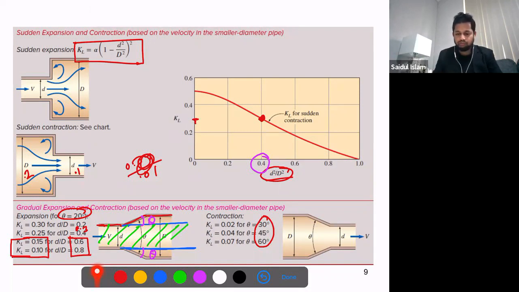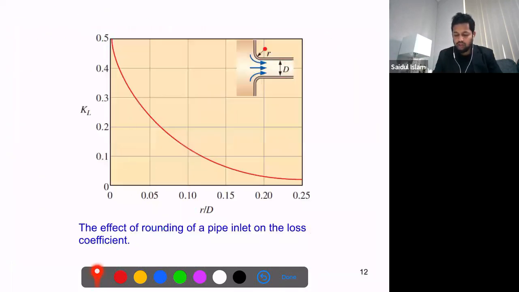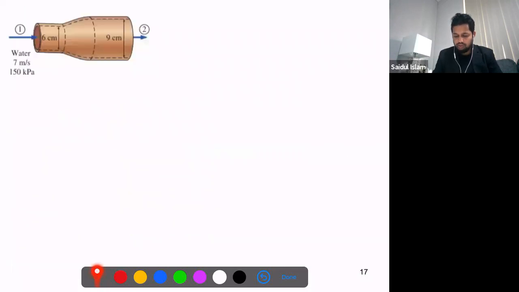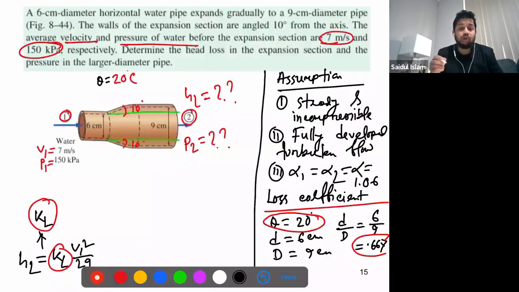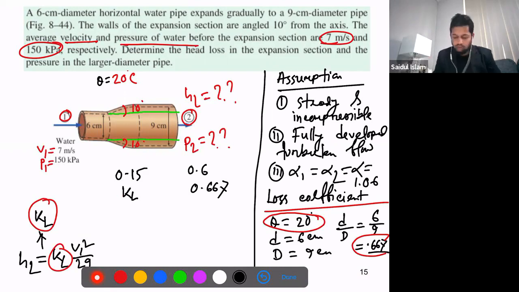Let's go there again. I will just write it down here from the table. We know that when the diameter ratio was 0.6, the loss coefficient was 0.15. But for our problem we have 0.667, and we don't know this loss coefficient. We are going to calculate it. For 0.8, we got 0.1.